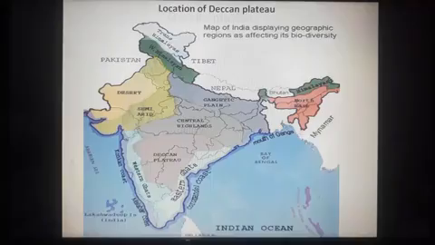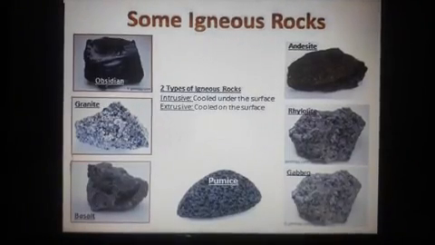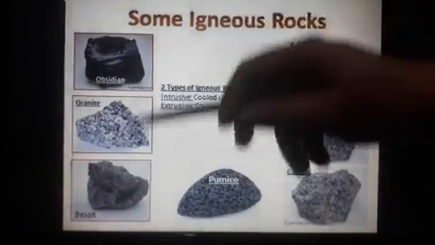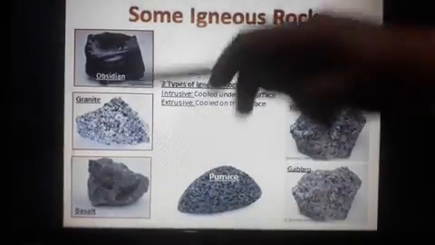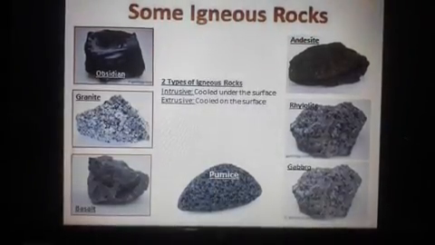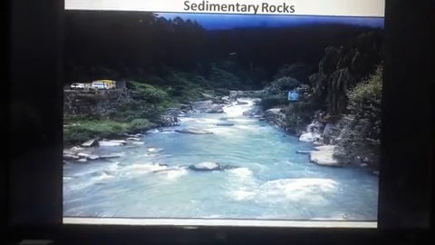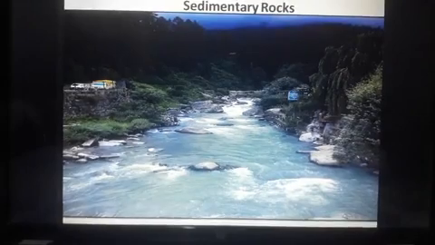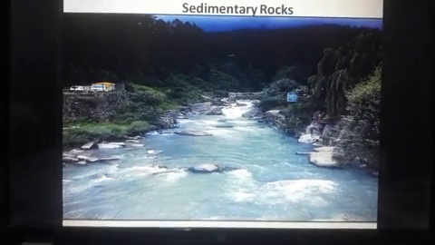Now let's talk about other types of igneous rock. I am just showing you different types of igneous rock. As I told you, granite and basalt, I can show you here, and there are other ones also. Now let's talk about sedimentary rock. As I told you, the word sedimentary is derived from sedimentum, and the meaning of sedimentum is settle down. It is a Latin word.